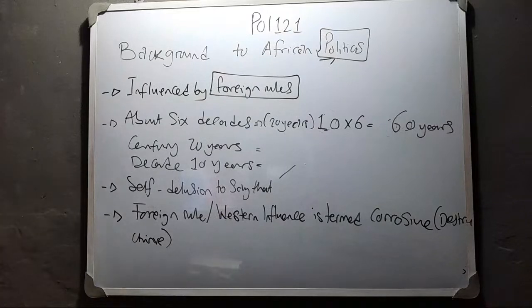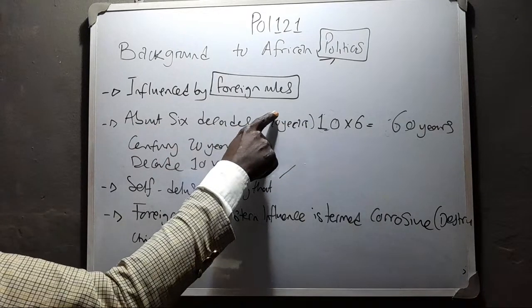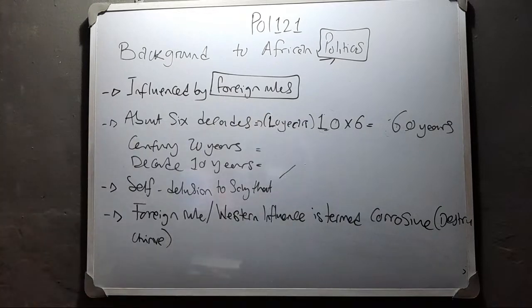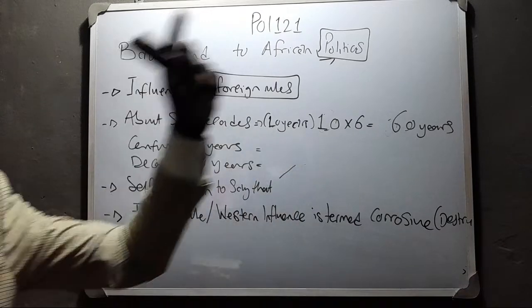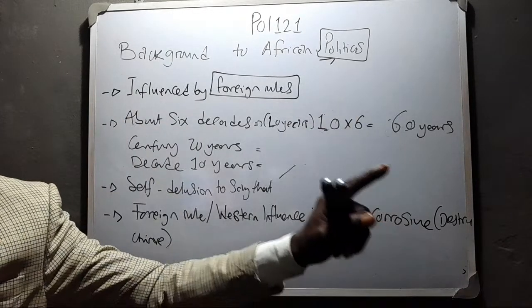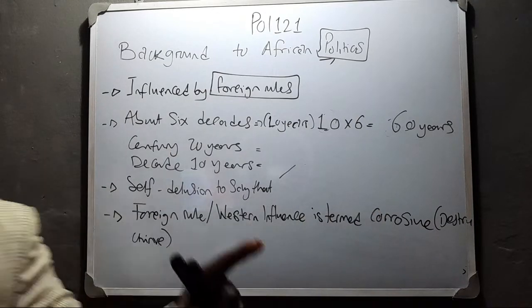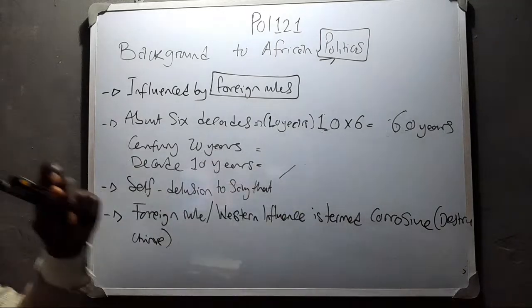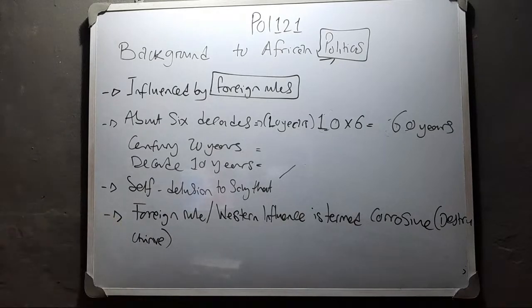All right? So that's why it is said here that even 6 decades, 10 years per decade, 6 decades, even after that threshold of independence, we are still suffering from the imprint of corrosive effects on the soil of Africa by the Europeans.